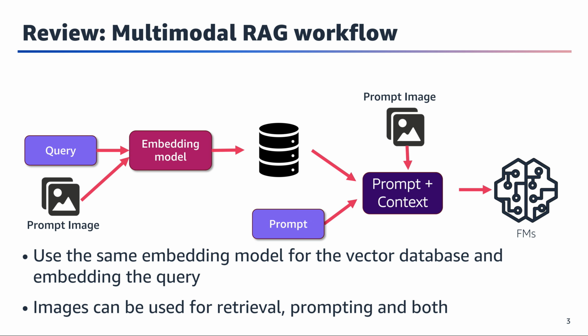In this slide, we recall a sophisticated multimodal RAG workflow that demonstrates how we can process both text and image inputs seamlessly. The key innovation here is the use of a unified embedding model that handles both the vector database creation and query embedding processes. Notice how images serve multiple purposes. They can be used for retrieval, as prompts, or both simultaneously.